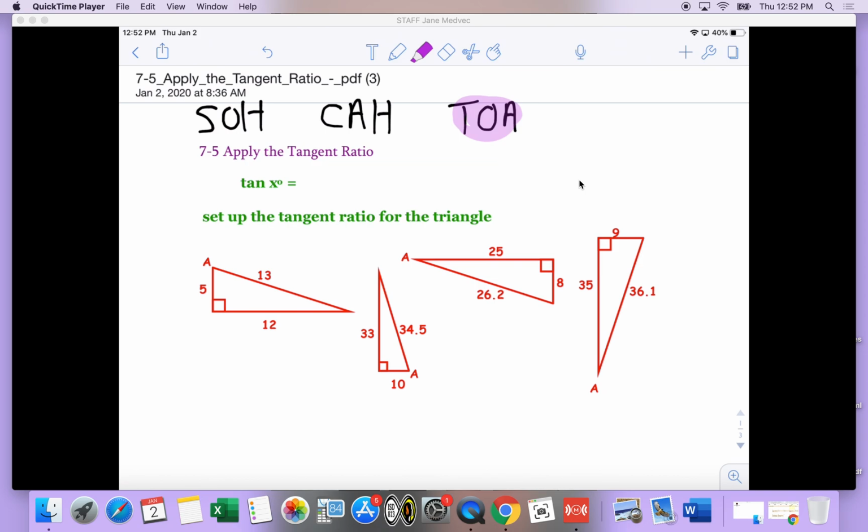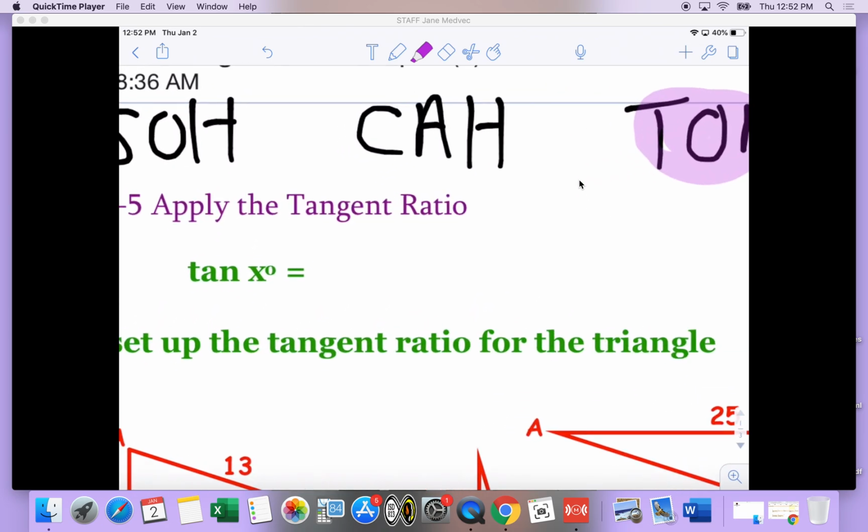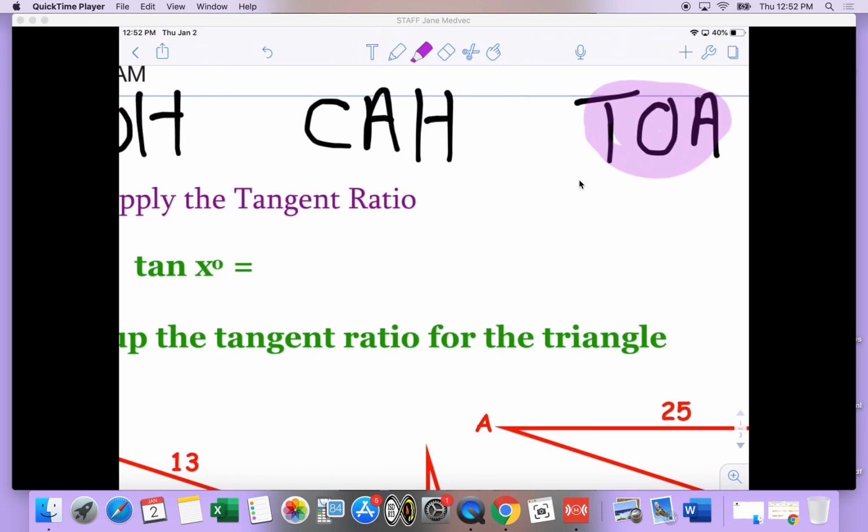It's sine, cosine, and tangent is really what it is. But again, today we're going to look at tangent. When I do tangent, you're going to notice that I've got the T, I got the O, and I got the A. Okay, the T stands for tangent. And then what the O stands for is opposite. And the A stands for adjacent.